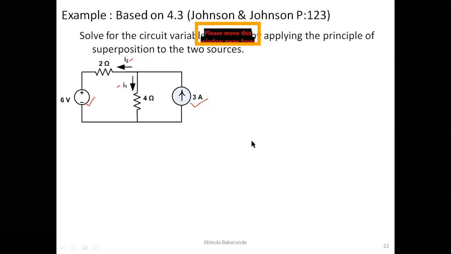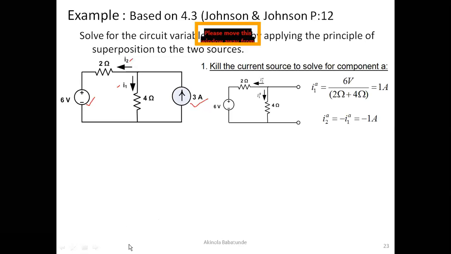Let's assume that we are killing the current source first. Kill the current source to solve for component A. When you kill the current source, we are going to open this circuit. When you open this circuit, this is what it's going to look like. Nothing is going to be happening here. All the currents are going to be moving this way. That simply means that these are now in series, because all the currents are the same current passing through them.